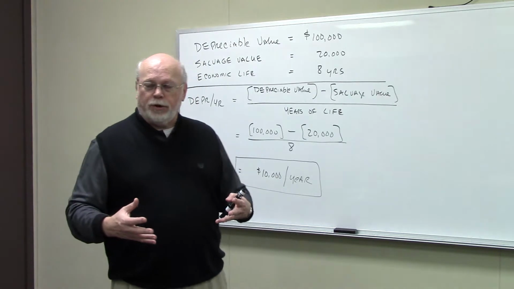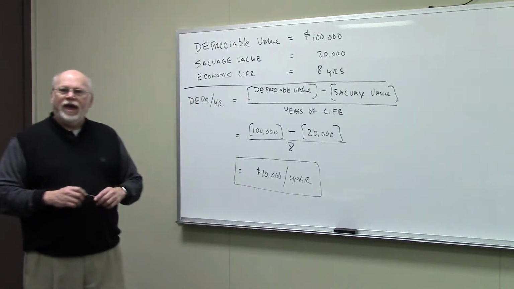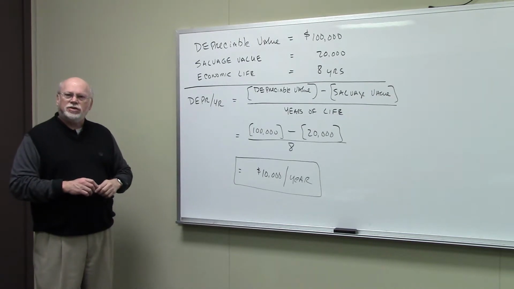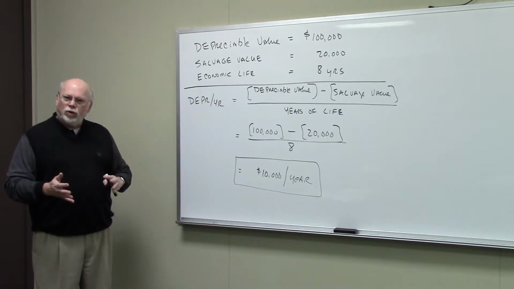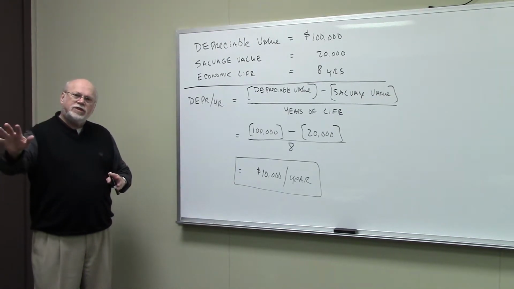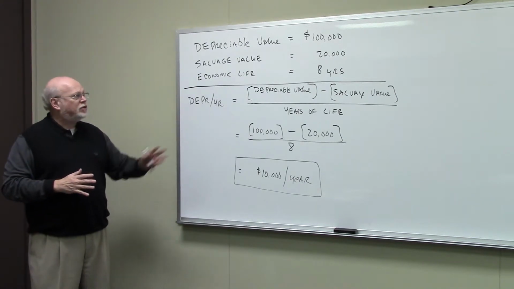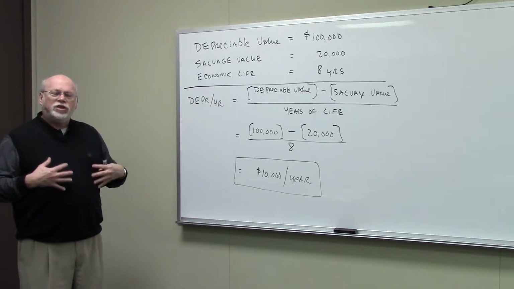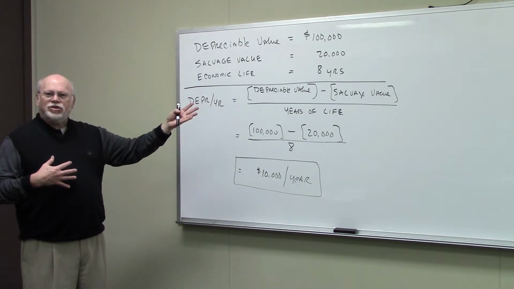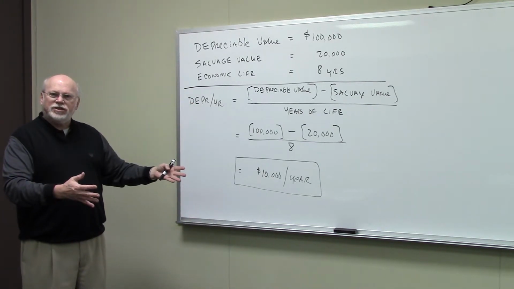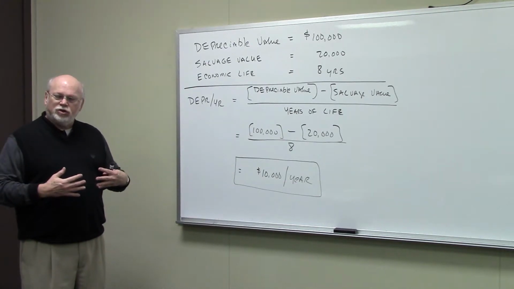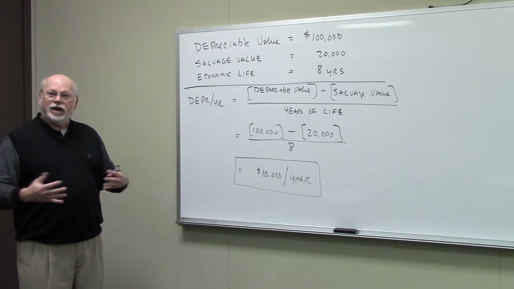In the problem that we have now, this is an asset with a depreciable value of $100,000, a salvage value of $20,000, so we think at the end of its life we can sell it for $20,000, and an economic life of 8 years. So if we spend $100,000 to put this asset in place, we think that we could sell that asset for $20,000 8 years from now at the end of its economic life.